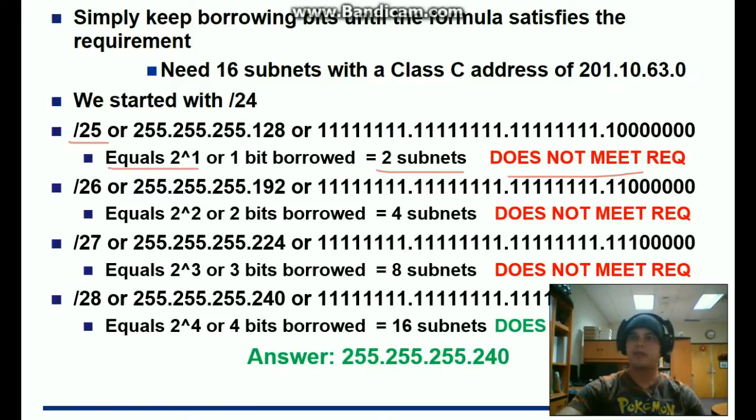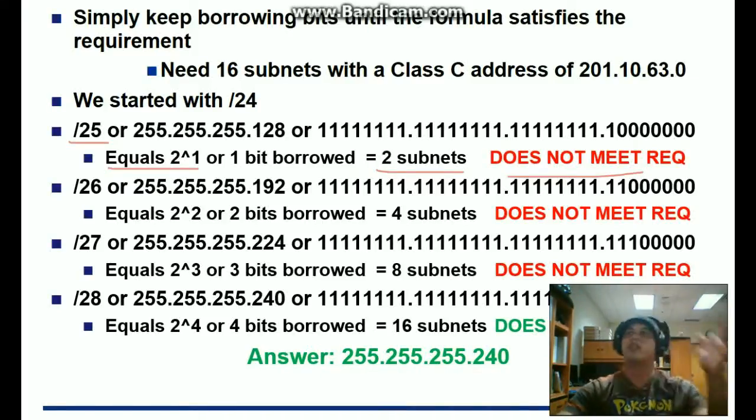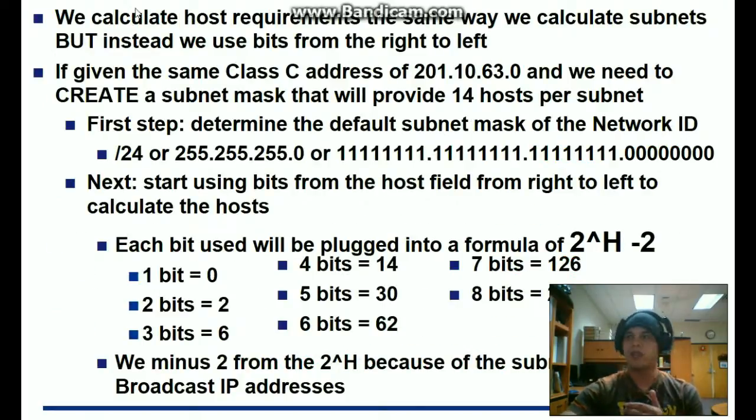All right. Now we have another formula just like this, but it goes on the opposite spectrum. What happens if we get a requirement to say, I need to have 14 hosts per subnet. I don't care how many subnets there are, but I need to have at least 14 hosts. So this brings us to my next example. To calculate host requirements, we do it in the same way, but instead of going from left to right, we are going right to left.